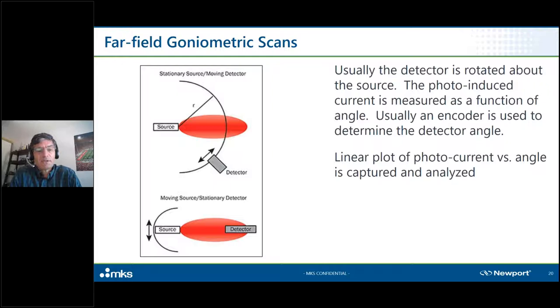In a few cases, you can actually move the source and keep the detector fixed, but usually the upper diagram is typically easier to implement, and usually what I've encountered most of the time.